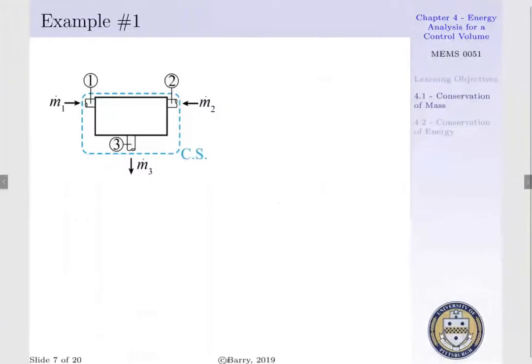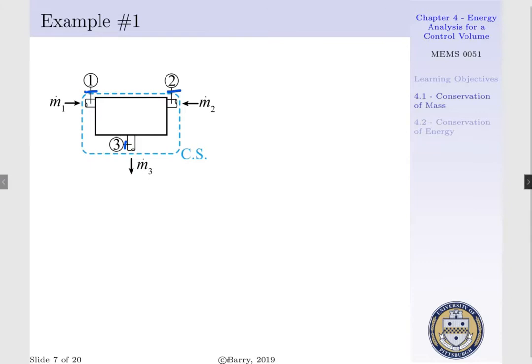Now if we draw our system schematically, we'd have the following. We have a tank with two inlets designated by 1 and 2, where we have m dot 1 and m dot 2 entering respectively. At exit 3, we have m dot 3 exiting our system.